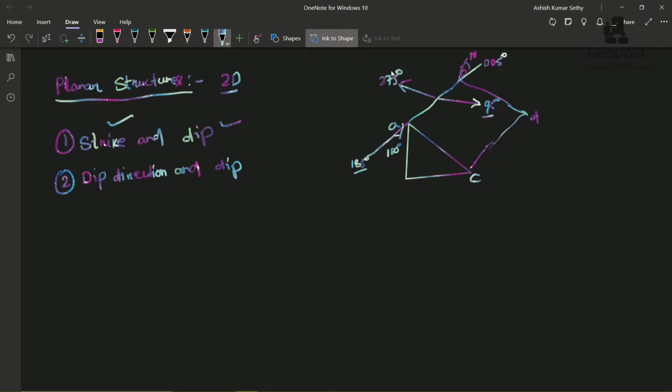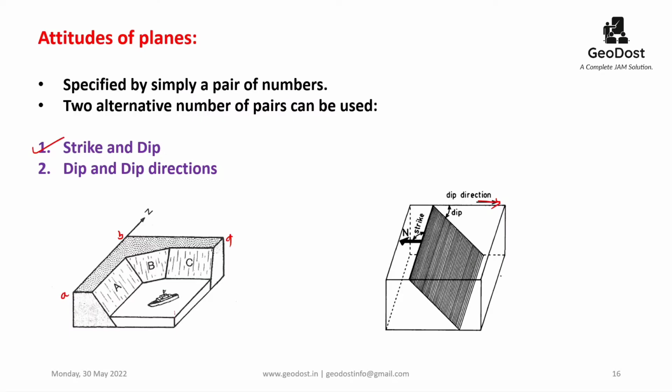So in this way there are two deep directions, but which one is the true, which one is the original deep direction, I am going to see. That will be defined on the basis of the strike. Okay, so the deep direction part is done.